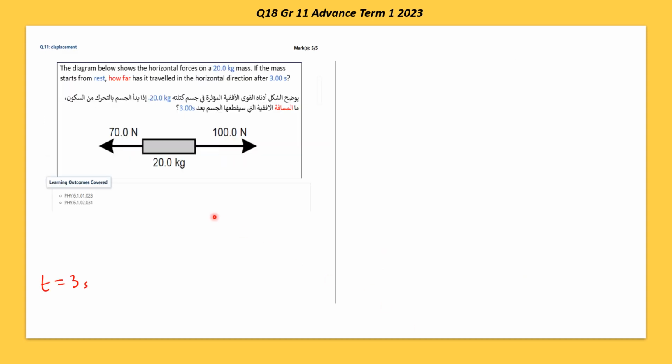We continue with question 19. The diagram below shows the horizontal forces on a 20 kilogram mass. If the mass starts from rest, meaning v0 equals 0, how far, asking for displacement x, has it traveled in the horizontal direction after 3 seconds? So this is the given, and we are asking for the displacement x.